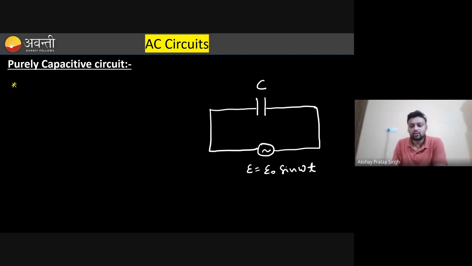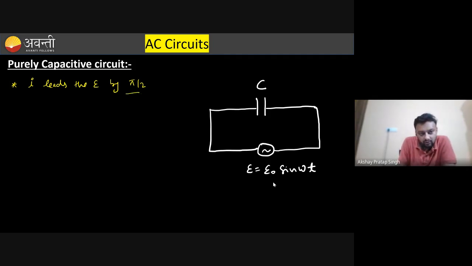Okay. So, first of all, we will discuss the punchlines. In a purely capacitive circuit, what happens? Current leads the EMF by what angle? Pi by 2. One important thing: if current leads the EMF by pi by 2 and we have applied some potential, now the equation of current will be what? You can see the equation of EMF mentioned. What will be the equation of current then?